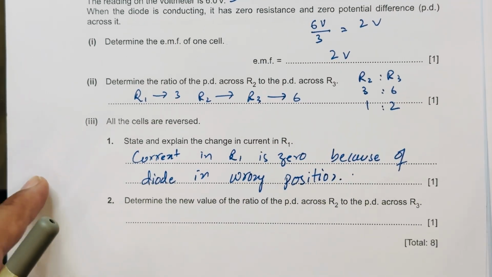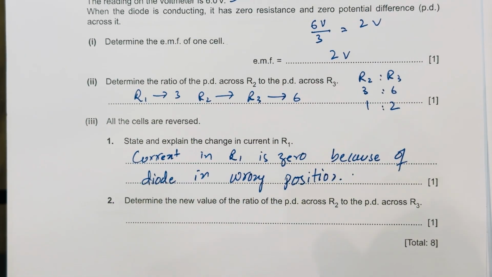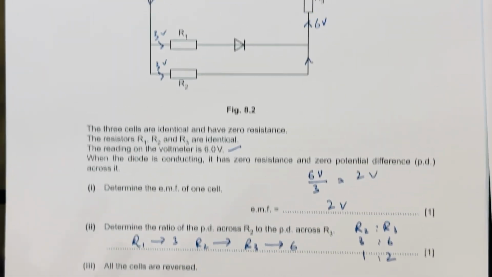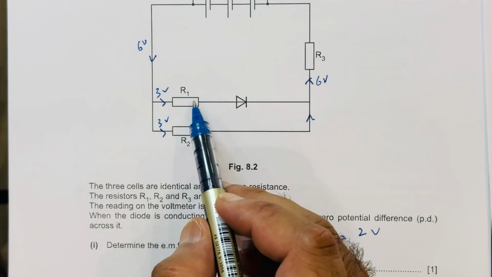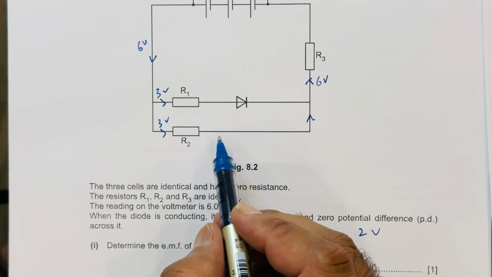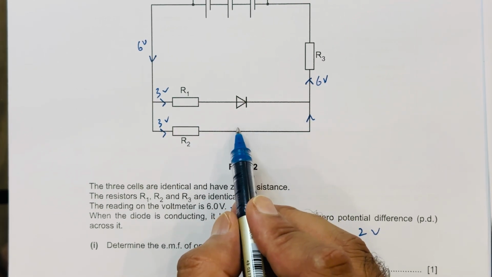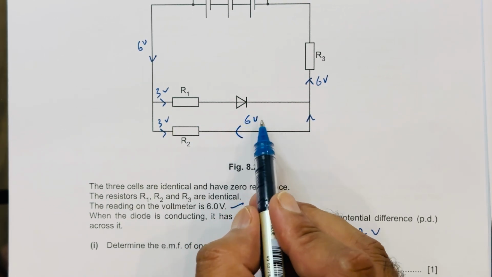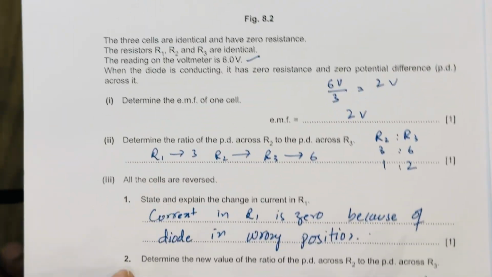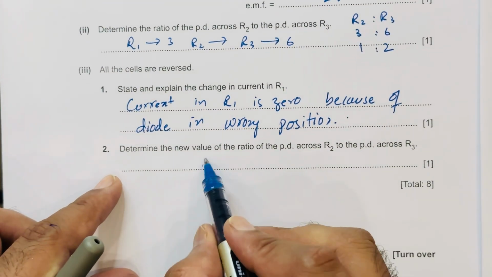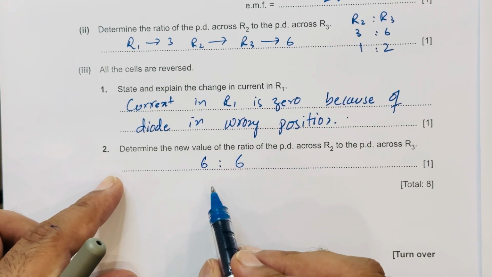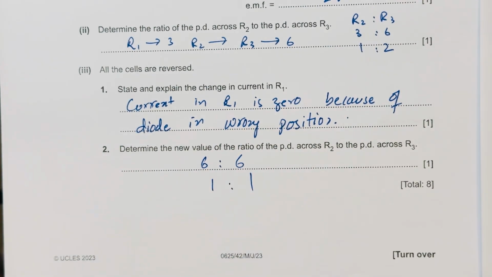Next, determine the new value of the ratio of the potential difference across R2 and R3. The new value, because now current would not produce a potential difference here, so all the voltage would flow from here. It would be 6 volts, and the ratio between these would be 6/6. So 6:6, and the answer would be 1:1.